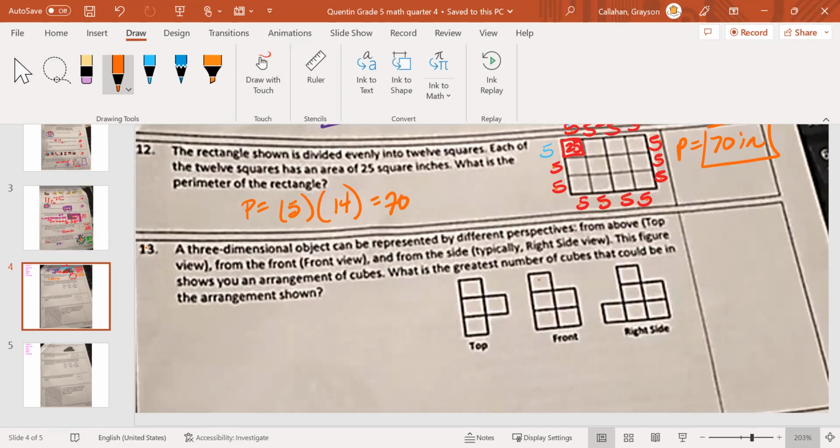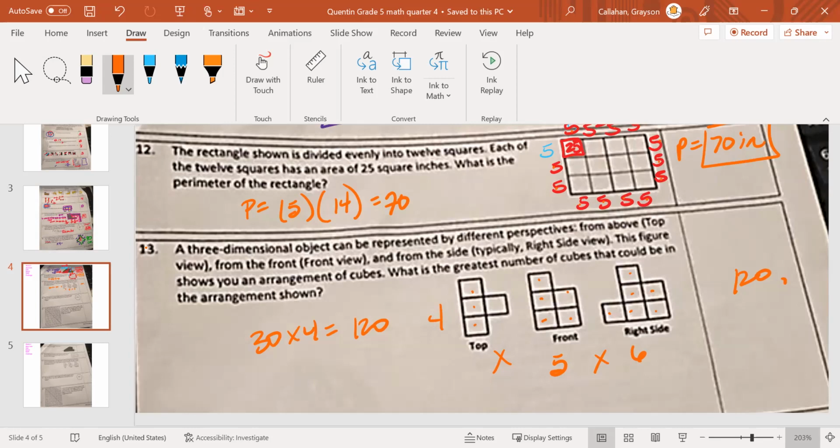Well, the front has 1, 2, 3, 4, 5, right? Top was 1, 2, 3, 4. The right side is 1, 2, 3, 4, 5, 6, right? I think maybe we should just times them together. What do you think? 30 times, I don't think that's right. Maybe 120. I'm just saying 120. I don't know. I just put 120.